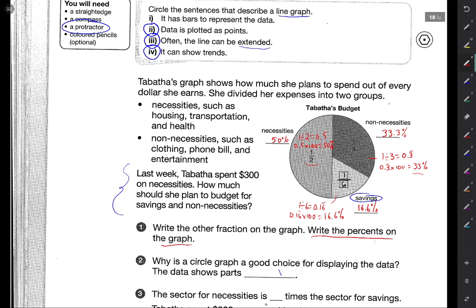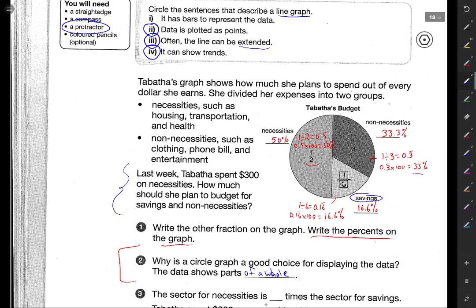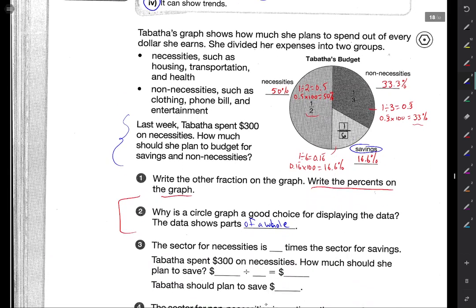So why is a circle graph a good choice for displaying the data? Well, the whole reason we use circle graphs is so we can compare parts to a whole. So the data shows parts of a whole. So when we're looking at this circle graph here, it's really easy for our brains to see that she's going to spend 50%, half of her budget, on necessities. And it's also easy for us to see that savings is going to get the least amount of her budget, which is 1/6.